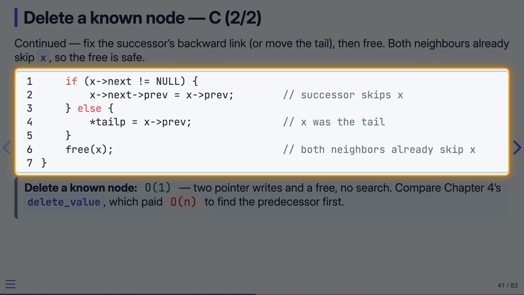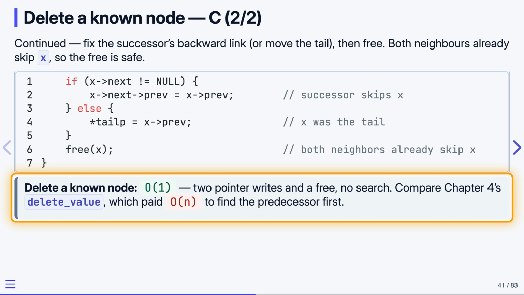Here is the second half, and it is the mirror of the first. If x->next is not null, there is a node after X, so we set x->next->prev = x->prev. The successor now skips over X. Otherwise, X was the tail, so we move the tail backward instead to x->prev. Both neighbors now skip X, and only then do we call free(x). Relink first, free last.